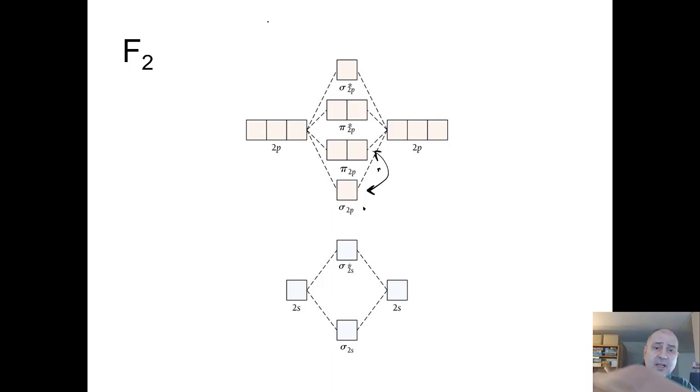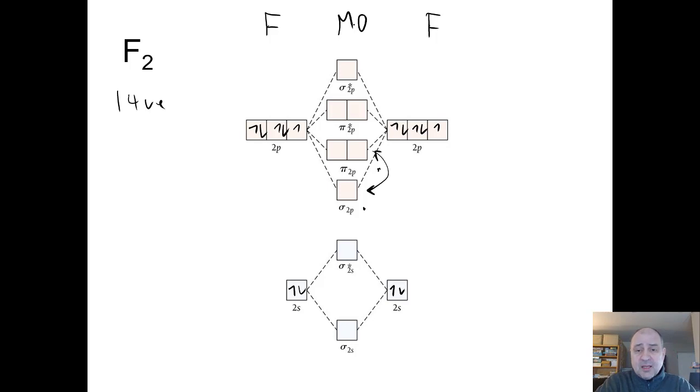All you do is label this. This is the atomic orbital here, fluorine and fluorine. This is neutral, so we have 14 total valence electrons, right? 7 from each atomic orbital. You can put them in 1, 2, 3, 4, 5, 6, 7, and 1, 2, 3, 4, 5, 6, 7. Those are our atomic orbitals. Here are our molecular orbitals. So we just take those 14 electrons and fill them into our molecular orbital diagram, going from lowest to highest and spreading them out if we have degenerate orbitals. So 1, 2, 3, 4, 5, 6, 7, 8, 9, 10, 11, 12, 13, 14.